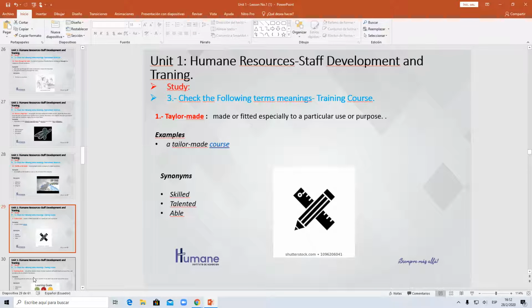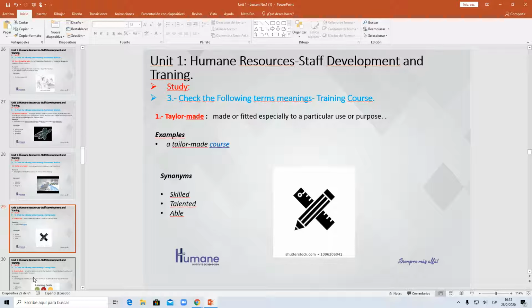Okay? Then we're going to focus now on terms that are related to a training course. Different expressions that could be used in this aspect of a training course. Tailor-made: made or fitted especially to a particular use or purpose. Example, a tailor-made course. Synonyms for this expression could be skilled, talented, or able. When you're talking about tailor-made, it's something that is done according to your needs or your interests. So you can take it because it's related to what you need or want.